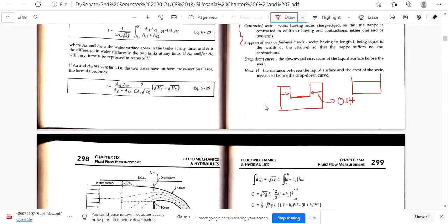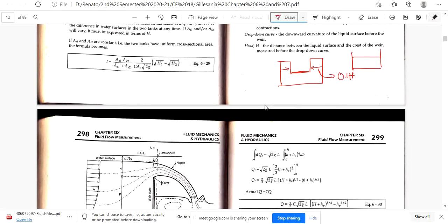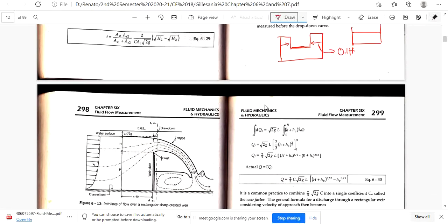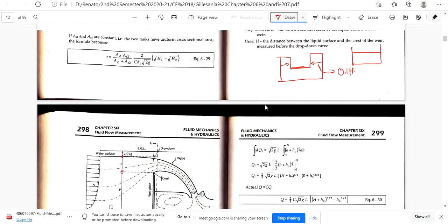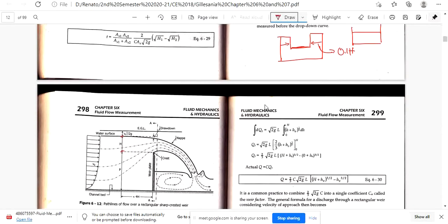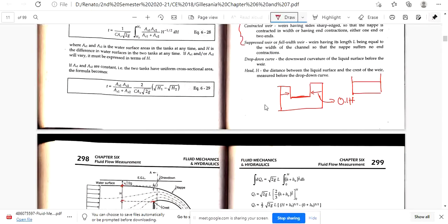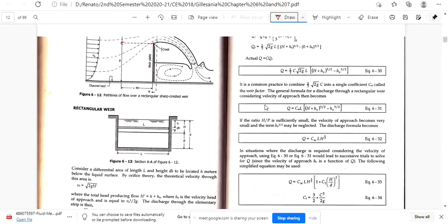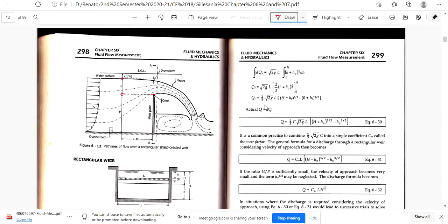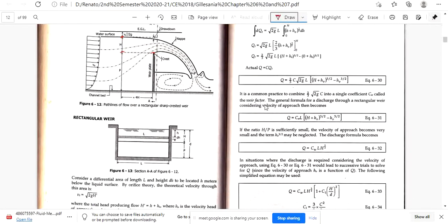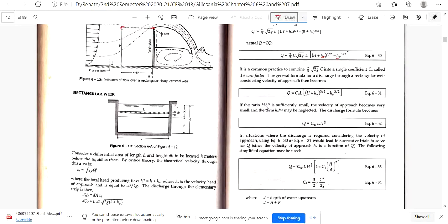Head is the distance between the liquid surface and the crest of the wear. So this is your head, measured from here to here, not the entire depth of the water. Again, the head in the wear is only from the tip of the crest up to the liquid surface. The drawdown is due to head loss. Here we consider the velocity of approach, HV, that is your velocity of approach.